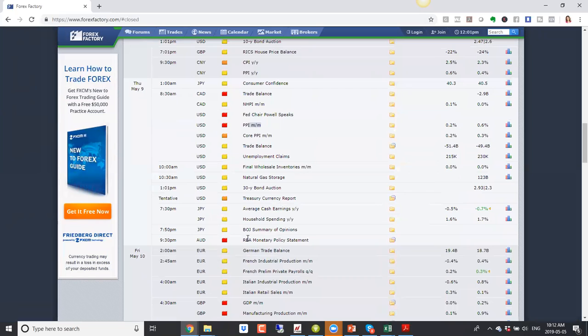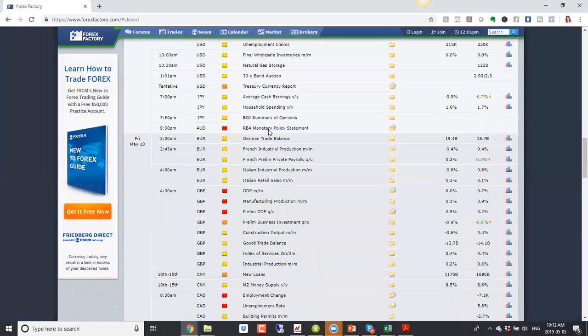And then we have RBA monetary policy statement. Again, here, usually I found that the first time they make the statement, it has a higher impact than the second time, but do expect some sort of a response from here as well for Australian dollar.